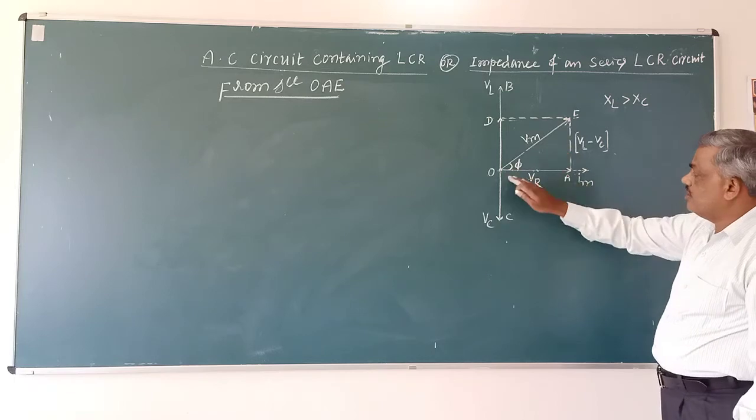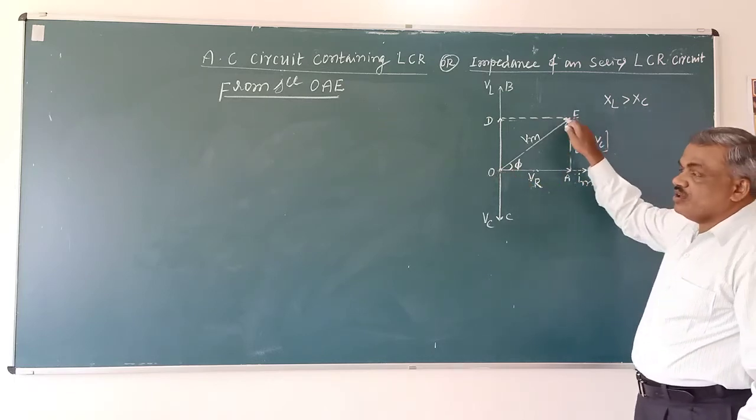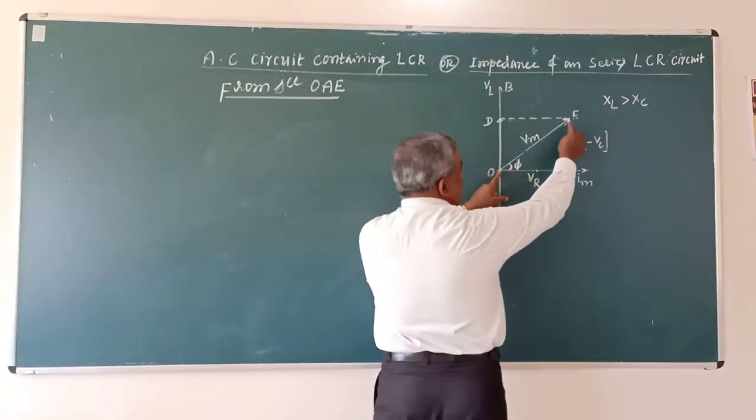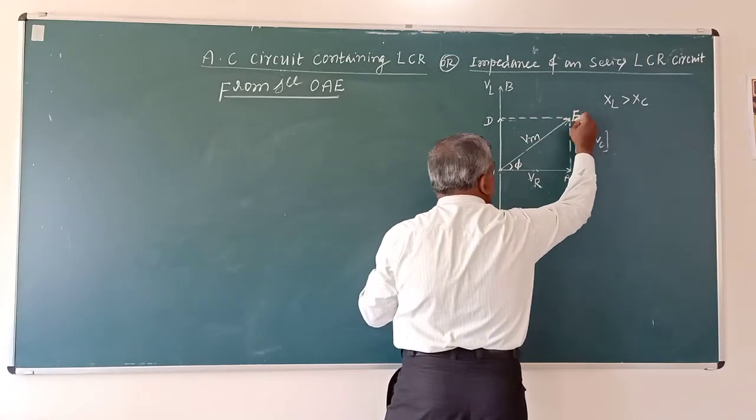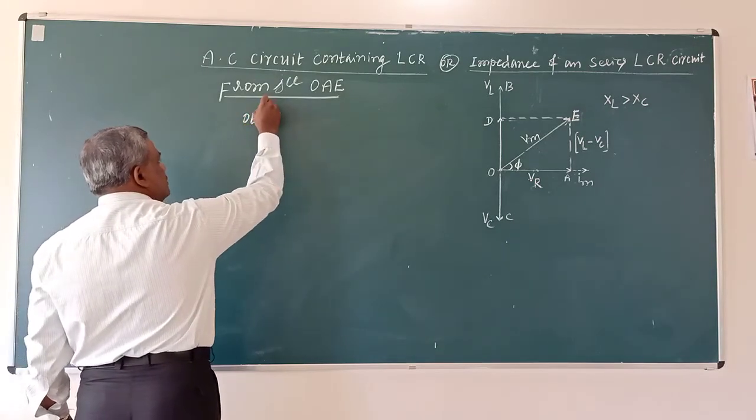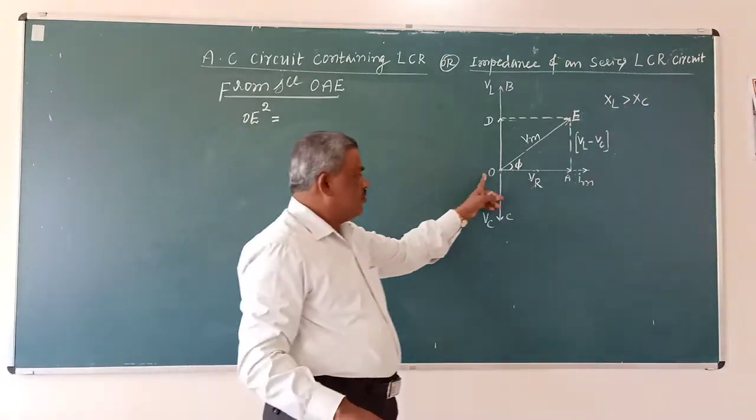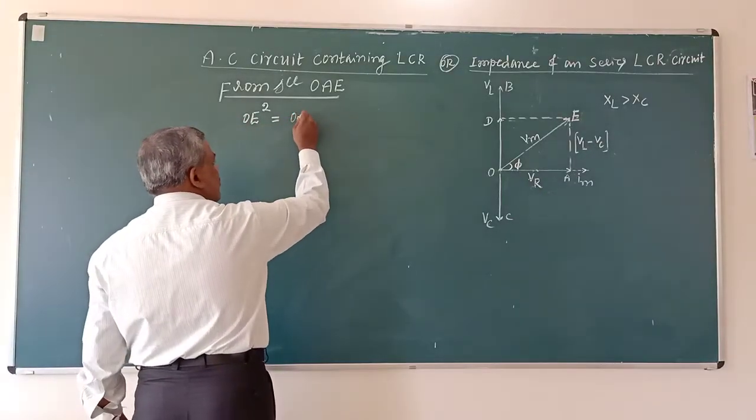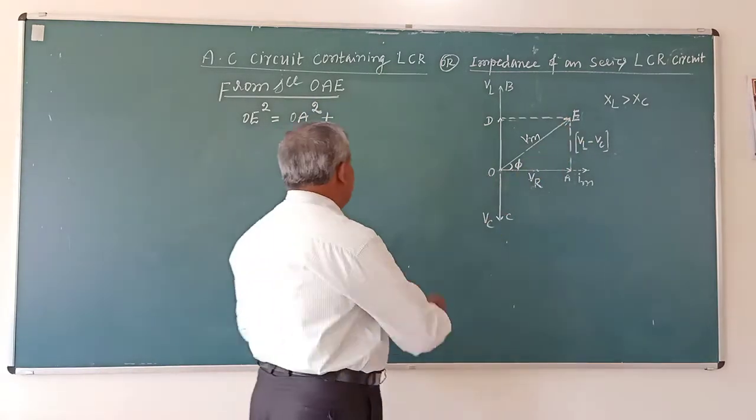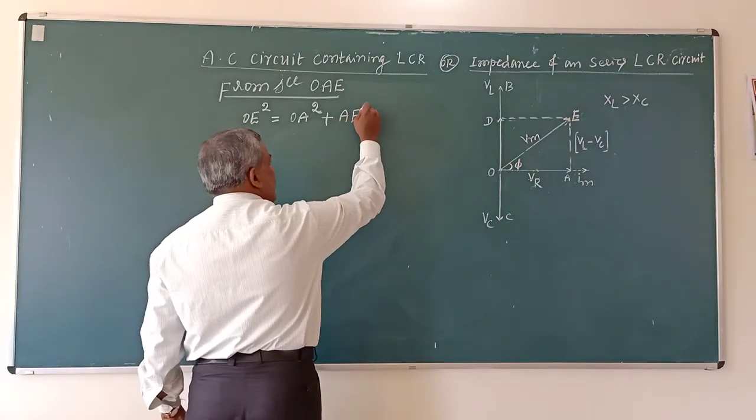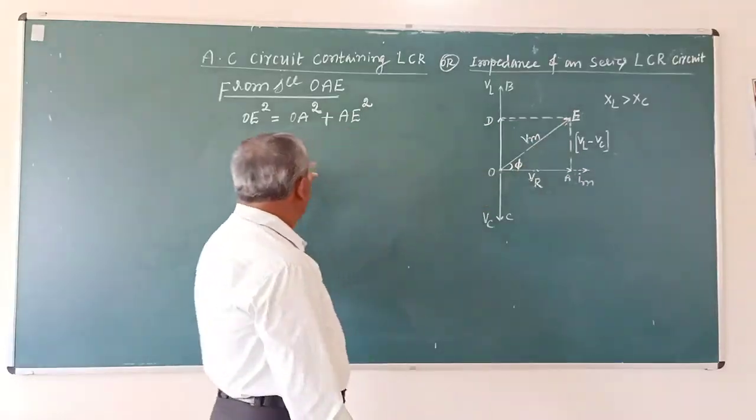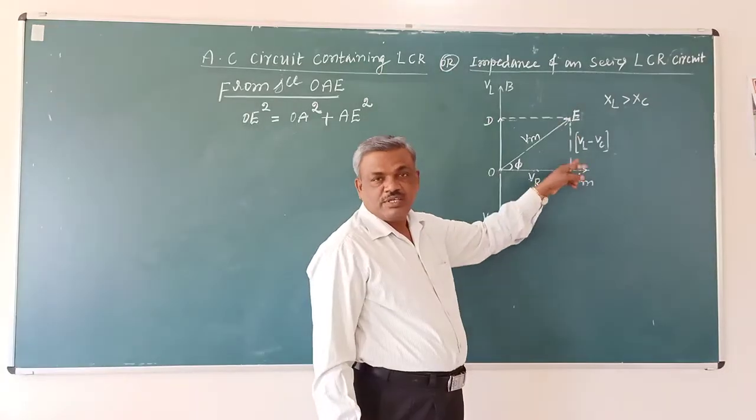Now this is triangle OAE. Applying the Pythagoras theorem, the diagonal OE square equals OA square plus AE square. So applying the Pythagoras theorem, OE square equals OA square plus AE square.